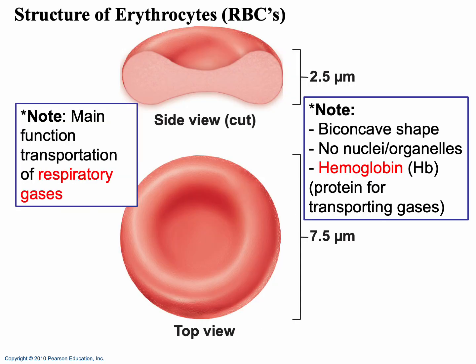We're first going to really focus in on understanding red blood cells, erythrocytes. So that's what we're looking at here in this picture. And one of the main important functions of red blood cells is the transportation of respiratory gases. So that's a very important function for RBCs, the overall respiratory gases.